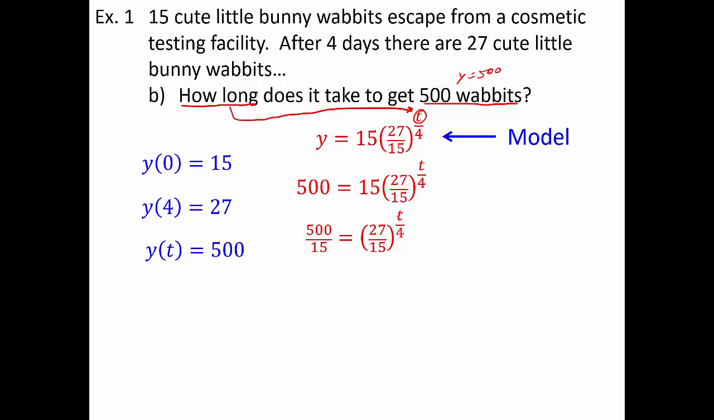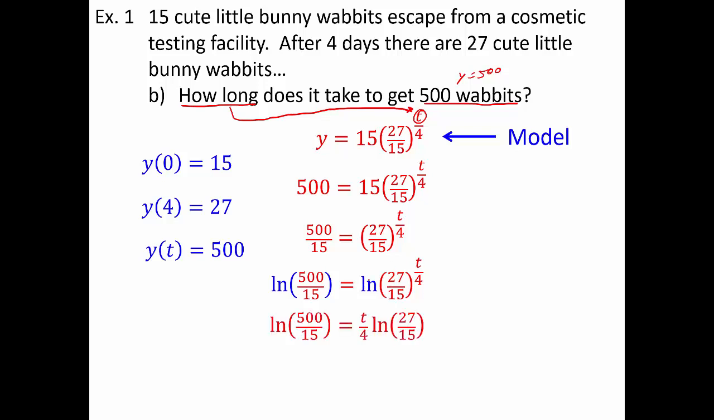The goal is to get t by itself. T is part of an exponential. I need to get rid of the base. The way I'm going to get rid of an exponential is using a logarithm, so I'll take the ln of both sides. This time, though, the ln doesn't cancel anything out because it's not ln of e. I'm just going to keep going by bringing the t over 4 to the front as the coefficient, using my log properties.